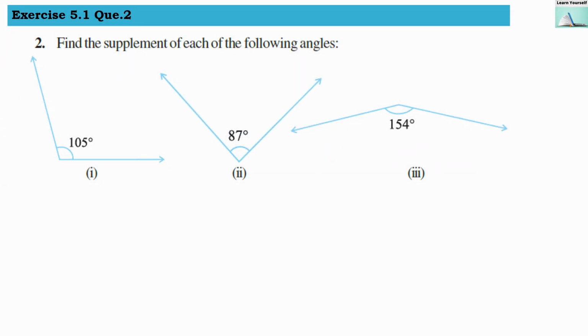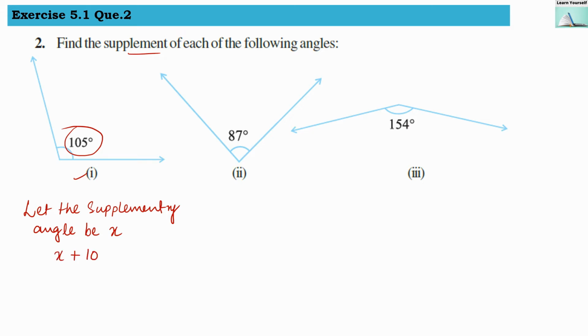Exercise 5.1, question number 2. Find the supplement of each of the following angles. So let us solve this first numerical. Here they have given the angle measure 105 degrees. Here we have guessed that x is the other supplementary angle, and it is supplementary with the 105-degree angle. When we add them, it should give us 180 degrees because they are supplementary to each other.